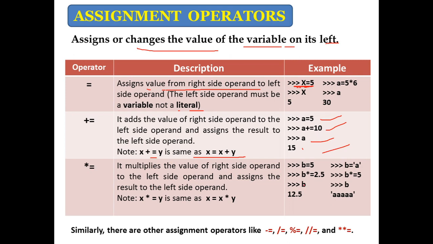Similarly, multiplication, this is done, b equal to 5 into 2.5, 12.5 is assigned and it is shown. But here you see, if I multiply a string with some value, it will repeat the value that number of times. It is actually called repetition. In Python it's called repetition. That means the character is multiplied 5 number of times. That is why it is shown as this type of result. Some other assignment operators are also there: minus equal to, slash equal to, modulo equal to, float division slash equal to, exponential equal to. Similarly, these can also be shown.